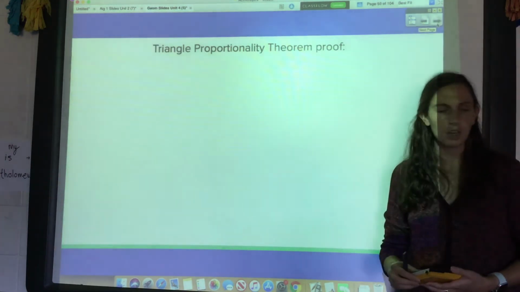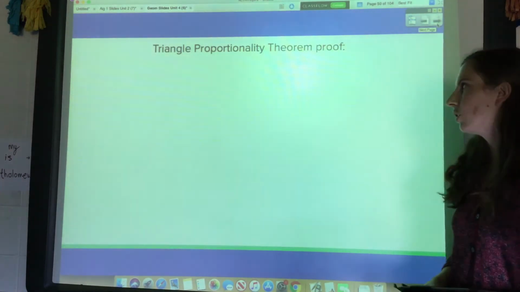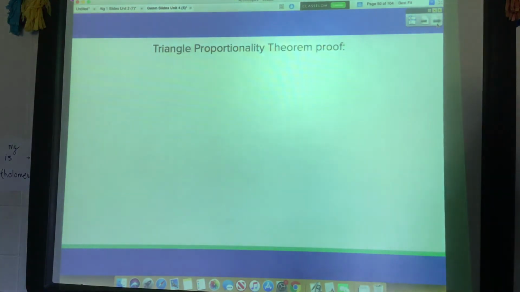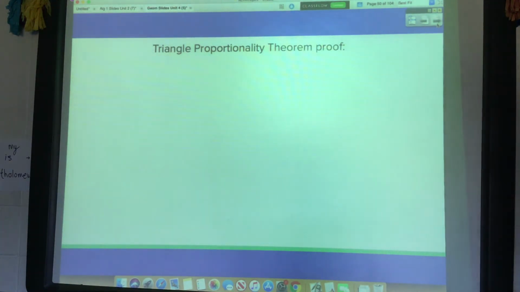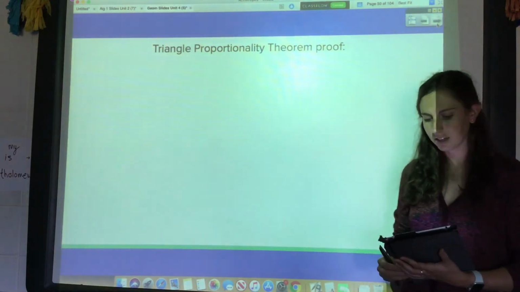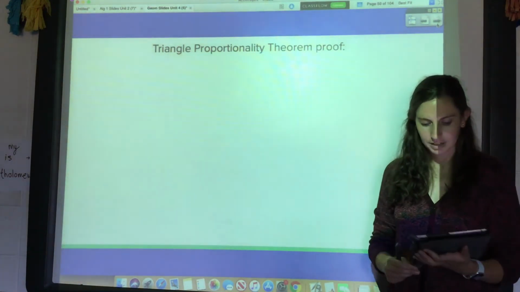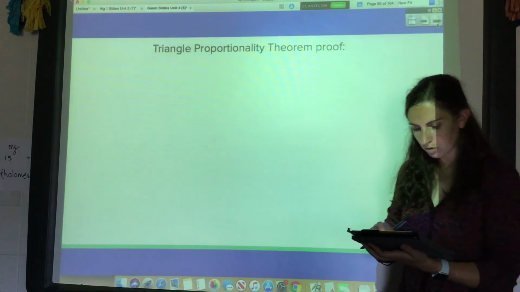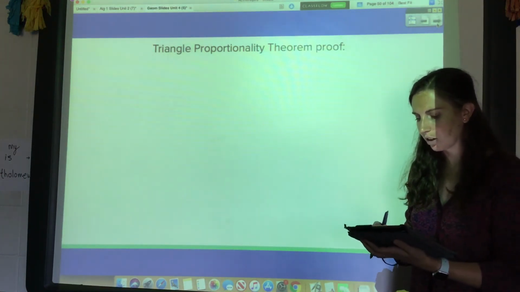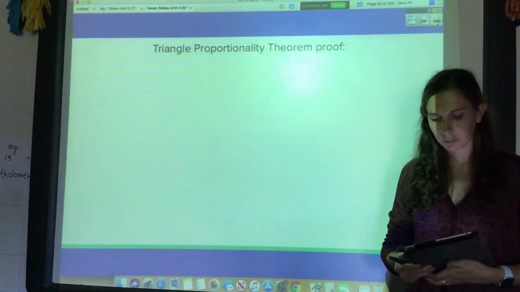Okay, so you're going to use that to answer a few problems, but I actually want to take you through a proof of this triangle proportionality theorem. This proof is kind of like the one we did for the Pythagorean theorem, in that we're going to use similar triangles to help us out here. I think the Pythagorean theorem proof's a little harder, and I don't need you to memorize this, I just want to show you so that you're familiar with it.